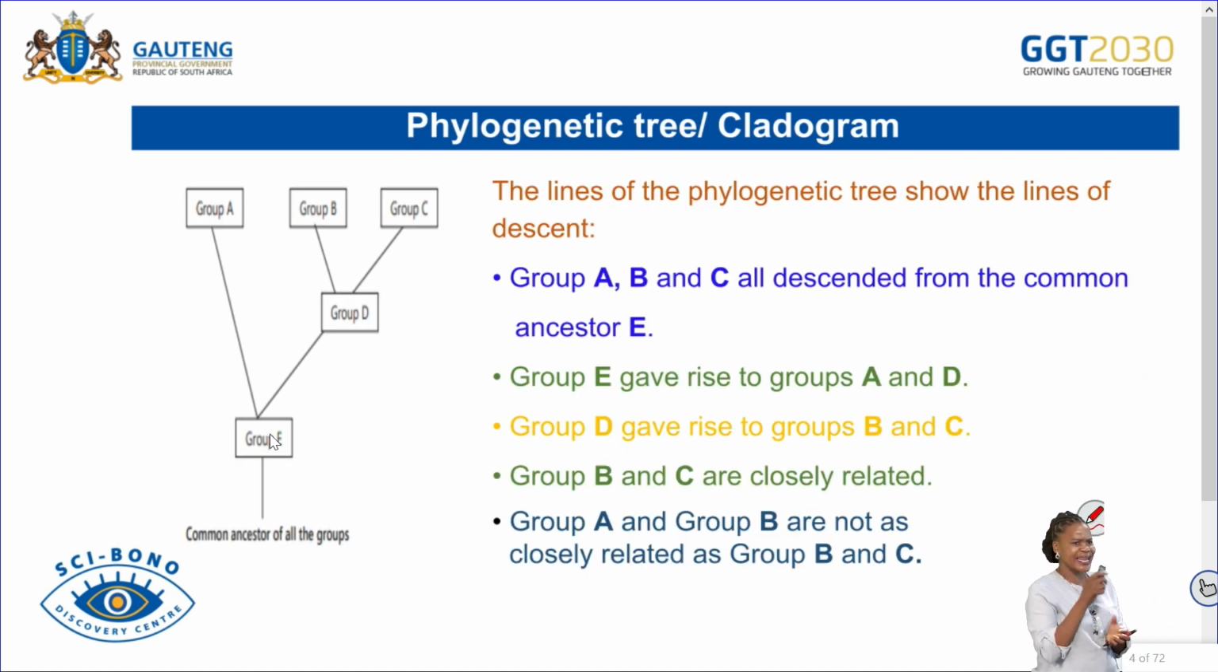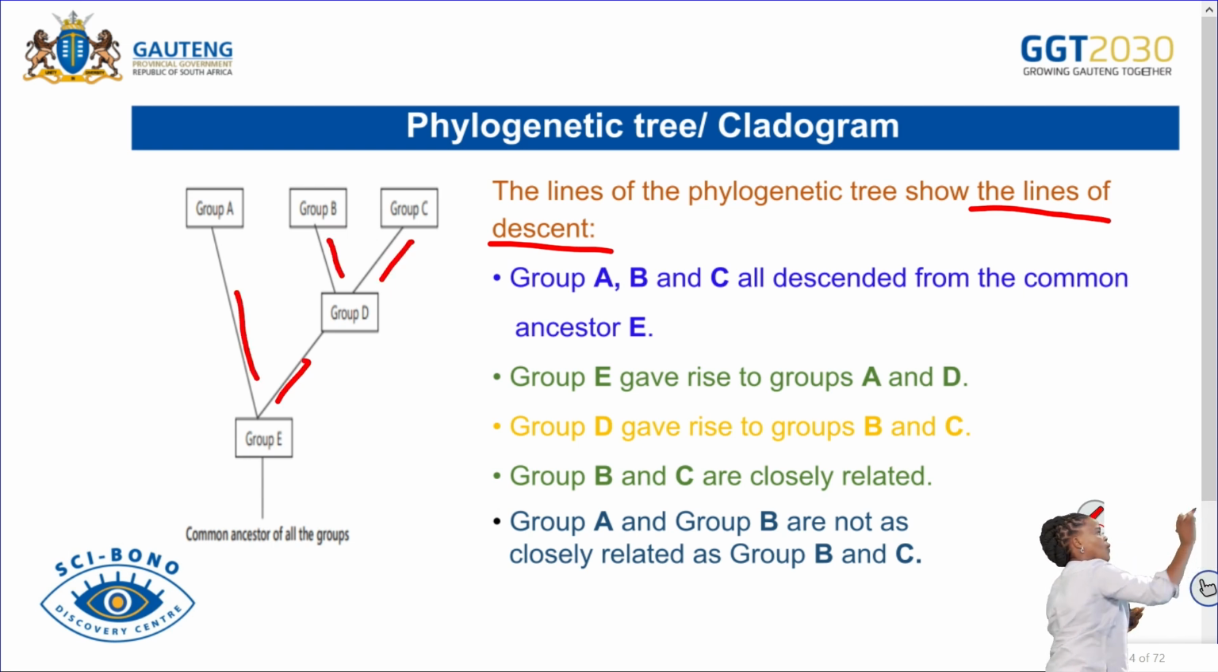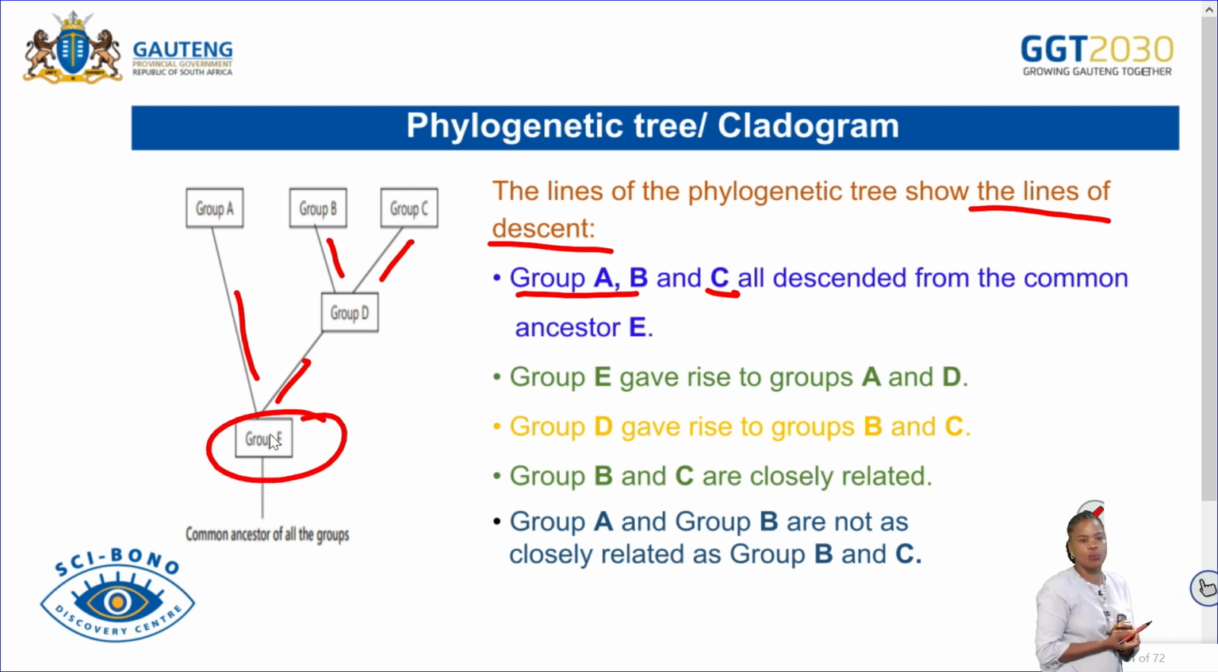Now, let us look into this example of a phylogenetic tree. The lines of the phylogenetic tree show the lines of descendants. In other words, these lines are the lines of descendants. Now, let us look into this one. Groups A, B, and C are all the descendants of the common ancestor, which is group E. And then what is happening?